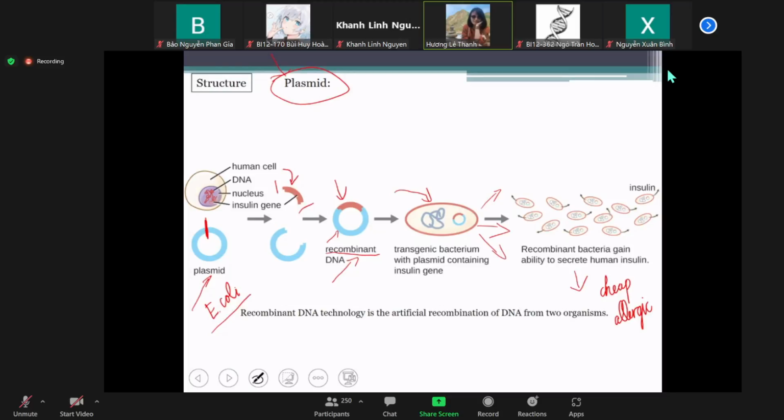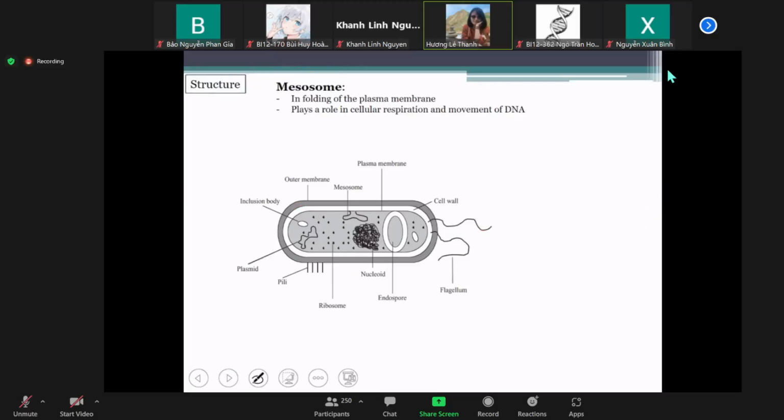And so next, about the structures of the prokaryotes, we have a mesosome. Here is a mesosome. You can see that this membrane is folding. Here is actually the membrane, just foldings. The membranes fold, and it is the extension of the plasma membranes into the cells.